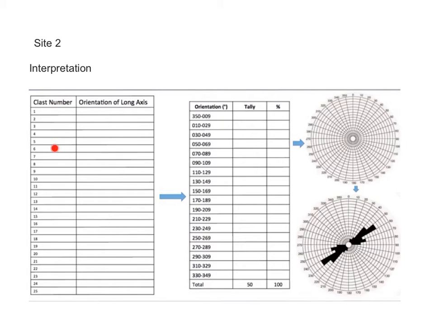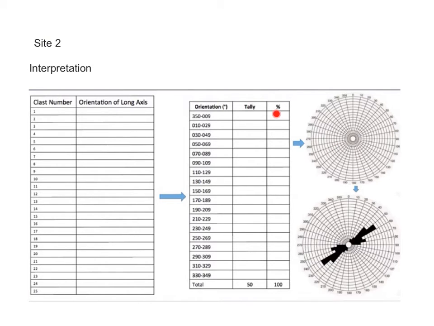Now you should have collected 25 clasts and their orientation. Now the orientation will be for anywhere from 0 right round to 360. So you can tally them up, add up how many of your measurements were in each of these bands, and that should add up to 25. I've put 50 there, but that should be 25. You can work out a percentage as well, and then here you can transfer the data onto a rose chart.